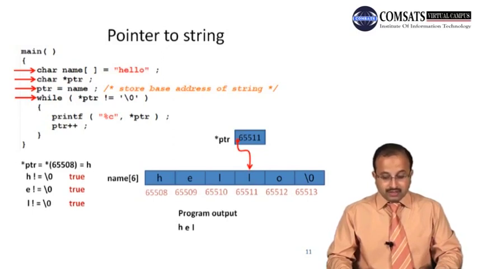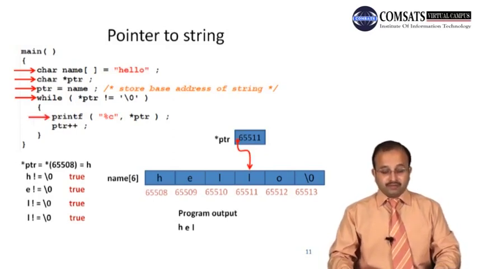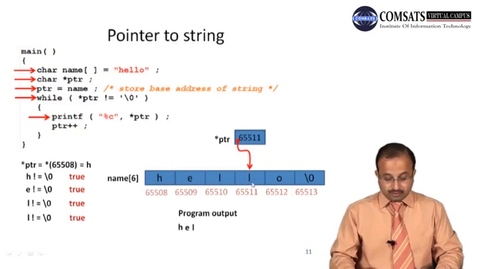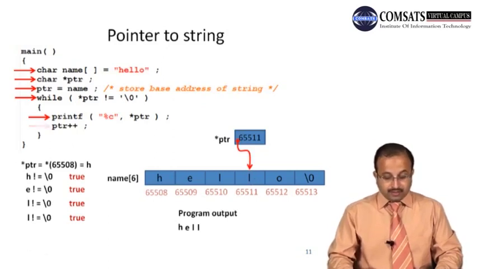Now static PTR is static 65511, value at address 65511 is L, so L not equal to null condition is true. So it comes inside the while loop block and executes the printf statement, and in the printf statement we are going to print a character. How do I know? Because of this %c. So %c means only one character will be printed on the screen, right? And which character? Static PTR is L. So L will be printed. Then it increments the PTR. This is the increment in the PTR value. Now it points to the next byte.